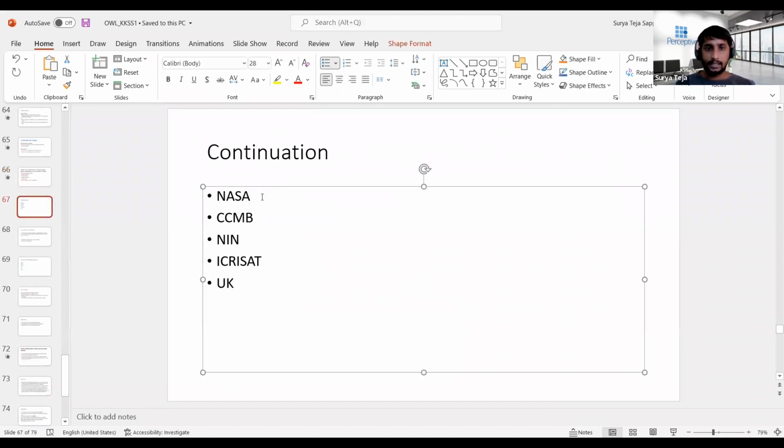So if you see here, NASA is an organization. It is an acronym of the Space Administration in the US. So here if you see NASA, what exactly does it stand for? It stands for National Aeronautics and Space Administration. So this is what the name is.